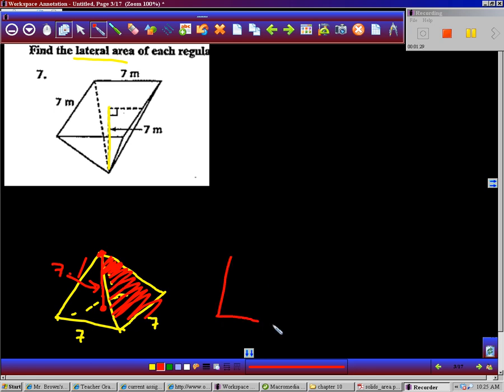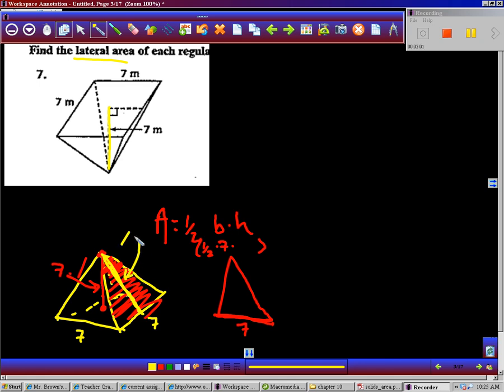So I'm going to find the area of this one right here. I'm going to pull that triangle out. Sorry for the triangle. And the base is how much? 7. But what's the formula for the area of one of the triangles? 1/2 times base times height, right? And so my base is 7, and that's easy. But what's my height? I can't say 7. I have to say whatever the slant height of this thing is. Does that make sense? So I've got to find the slant height.